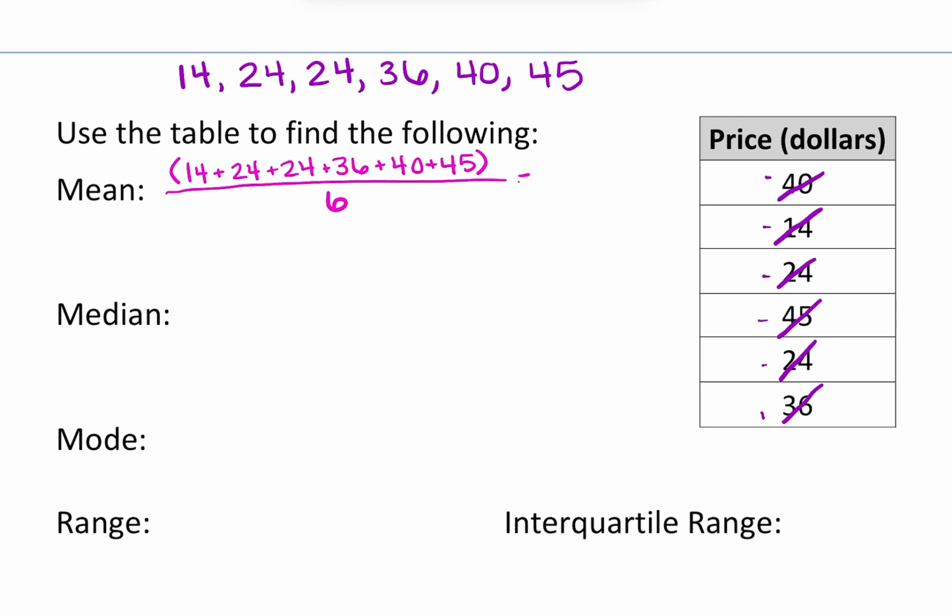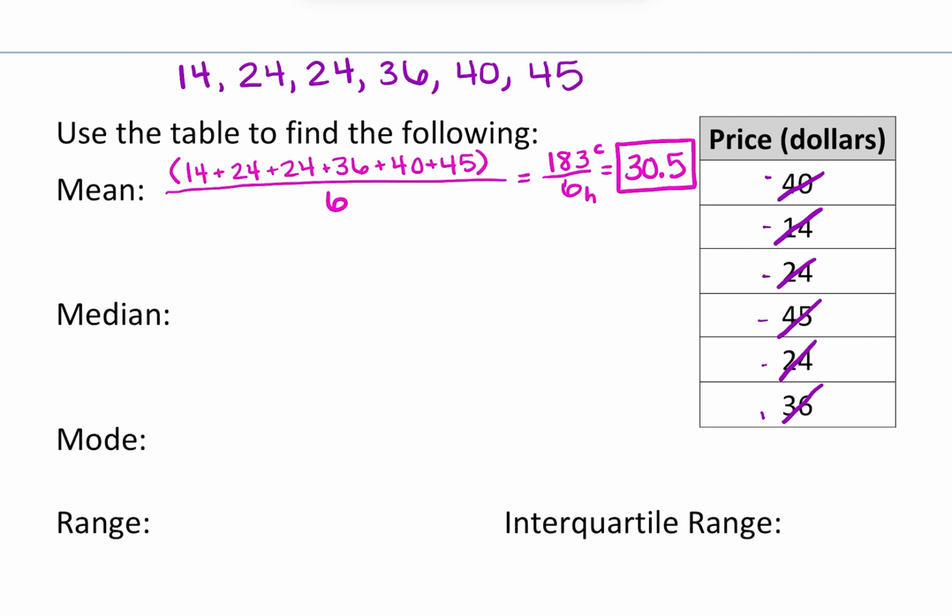Now I already did the math for us just to save us a little bit of time. All of those added together is 183. And then it would still be over 6. And then we would actually need to divide that. And if we did, that would equal 30.5. So again, you would actually have to do that division, but I just saved us the time and went ahead and did that math for us.